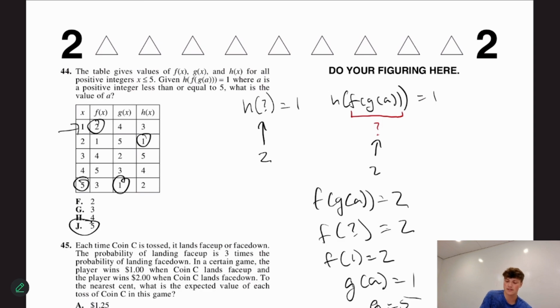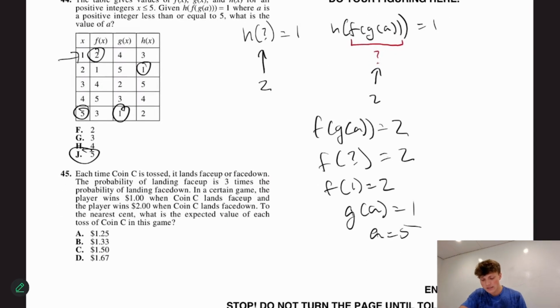Okay, so we did the same exact strategy over and over again, right? Just nesting inside, making everything on the inside a variable, looking at the chart, figuring out what the variable is, then doing the same thing with the next set of nested parentheses. Nested functions. Okay, so this is question 44.